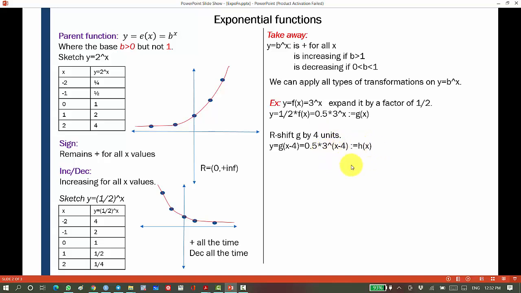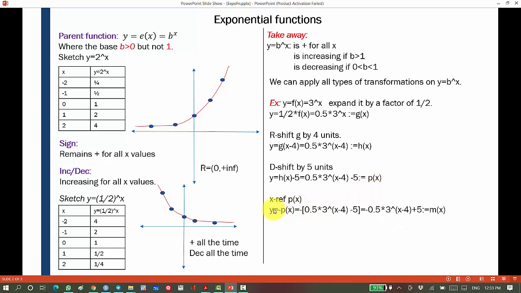And let's name this new function h of x and shift it downwards by 5 units, that is h of x minus 5, which is 0.5 times 3 to the power x minus 4 minus 5. And let's name this function p of x. Now let's reflect p of x about the x-axis, that is multiplying p of x with minus 1, we get minus 0.5 times 3 to the power x minus 4 plus 5, because minus minus is plus.